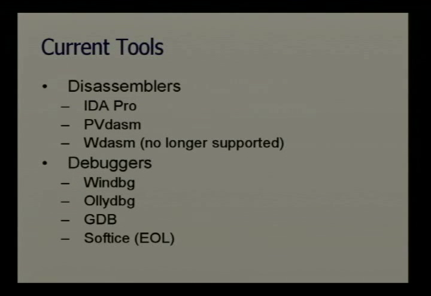So here's some of the current tools that everyone's using. IDA Pro is pretty much the disassembler. If you want to do reversing, you use IDA Pro. There's other stuff. There's PVDASM, a small project. It's a Win32 disassembler. It has a plug-in architecture. It's made by this kid in Indonesia, I believe. It's free. You should check it out. WDASM used to be the preferred disassembler for cracking software protection, but it hasn't been maintained in a very long time.